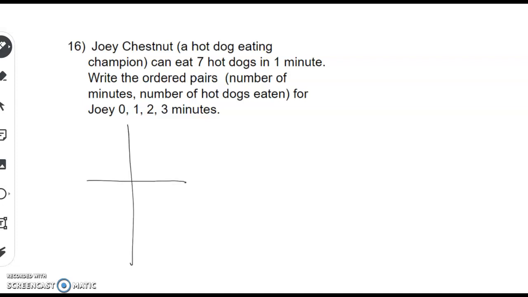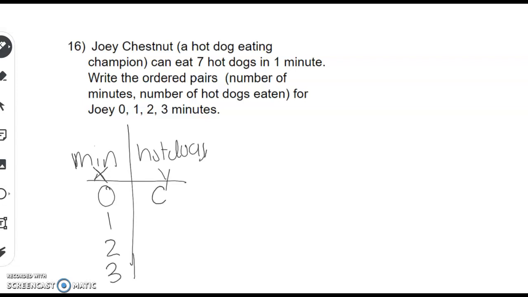So I'm going to go ahead and do a table. The minutes is first, that's going to be the X value. Then the hot dogs is second, and that's going to be the Y value. And they want to know the number for 0 minutes, 1 minute, 2 minutes, and 3 minutes.